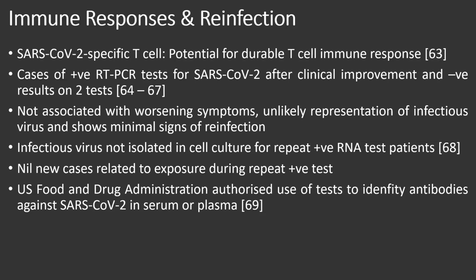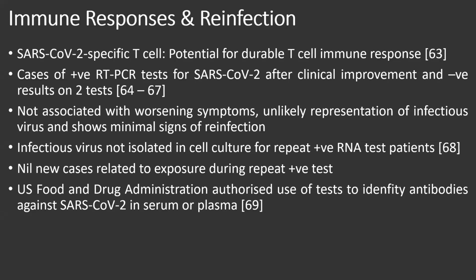So with regard to infectious spread, a report from the Korea Centers for Disease Control and Prevention of patients afflicted with COVID-19 who had a repeat positive RNA test, despite being previously cleared of infection from their isolation, found that the infectious virus could not be isolated in cell culture in any of the patients tested. Also, there were no newfound confirmed cases that were traced to exposure within the duration of the repeat positive test.